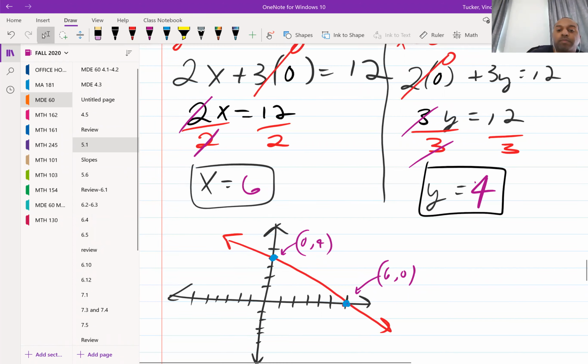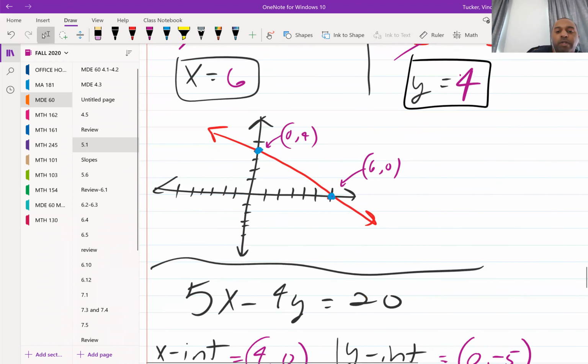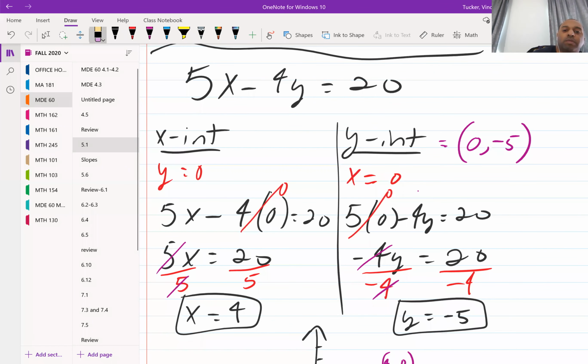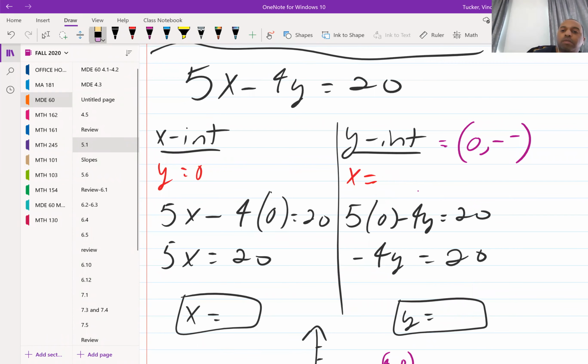All right. Let's do that one more time to make sure we're good. Once again, erasing so we can walk through it. We have 5x minus 4y equal to 20 this time. Once again, we're going to find the x-intercept and the y-intercept. Let y be equal to 0 if you're trying to find your x-intercept. So that's what we did here. 5x minus 4 times 0 is 0, and that's equal to 20. So that leaves us with 5x equal to 20.